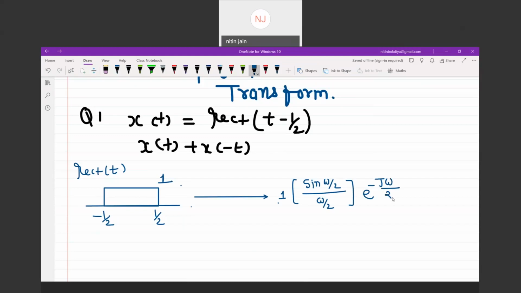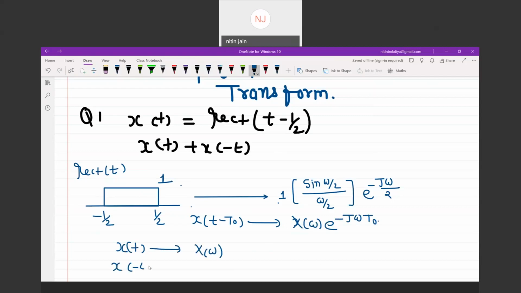Because we know that if x of t minus t naught is equivalent to having Fourier transform x of omega into e to the power minus j omega t naught. Now we know that if x of t is having Fourier transform x of omega, then x of minus t is having Fourier transform x of minus omega.